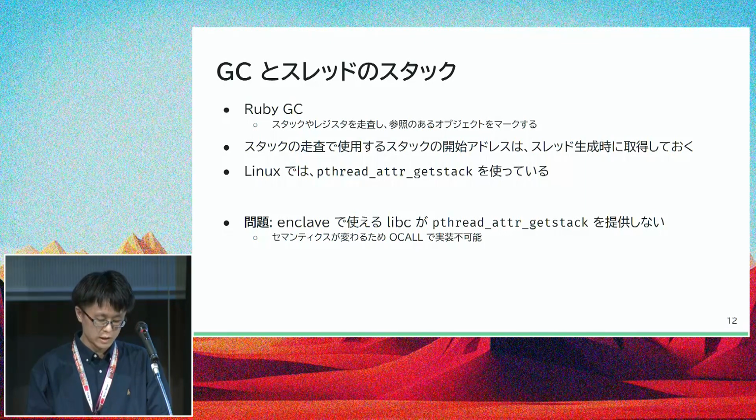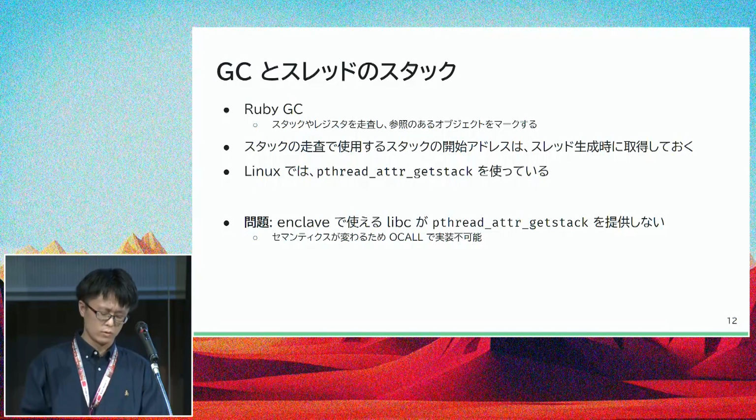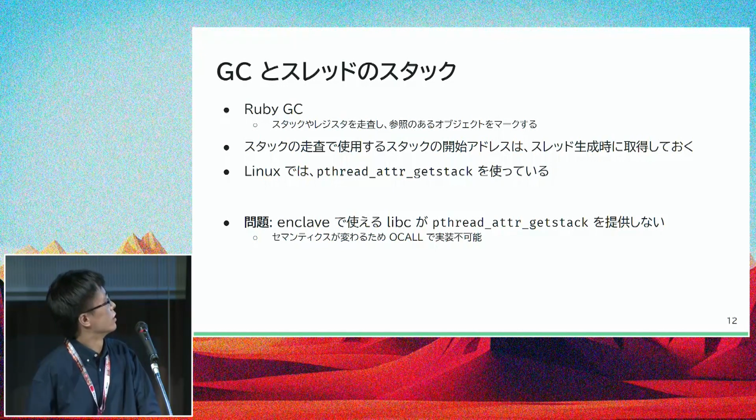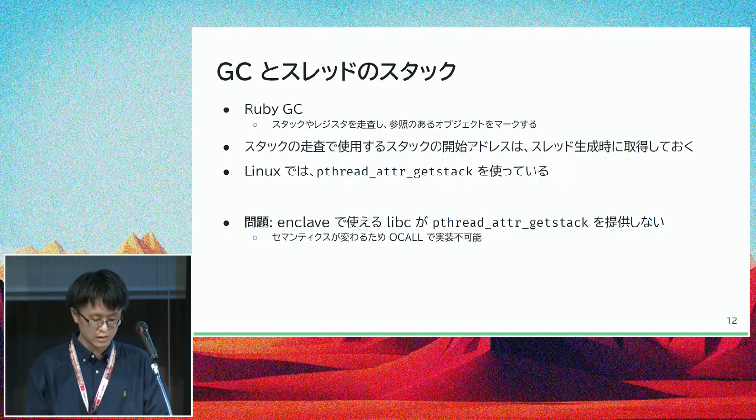Garbage collection and the stack. Let me discuss this one. The implementation of Ruby's garbage collection is based on the stack and the registers, and then the referred objects are processed. The stack processing requires a certain start address, and in Linux, that start address is obtained by pthread_getattr_np and pthread_attr_getstack. That is a function in the standard library.